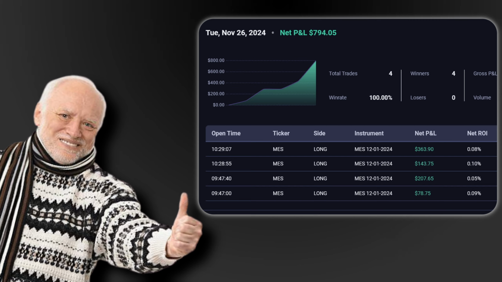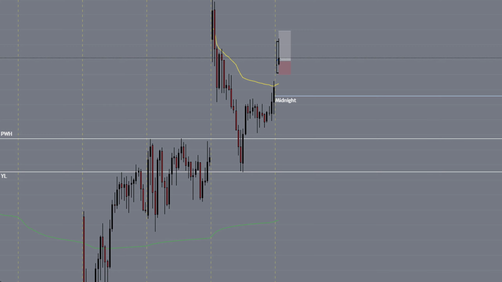Now, I think it's time to expose my trades. Let's go over my two trades from this past Tuesday, November 26th. Looking at the 15-minute chart, we see leading up to this day, the market is trending higher.